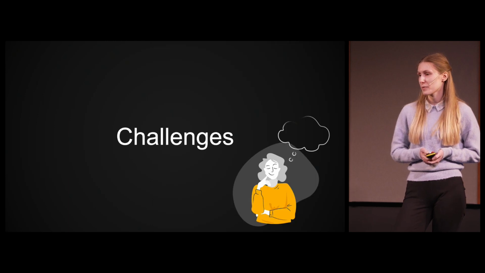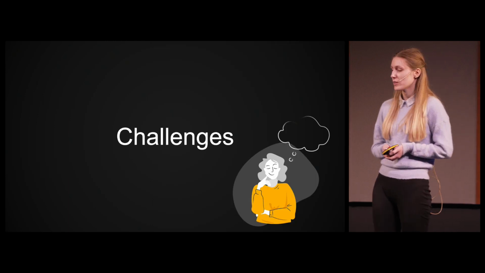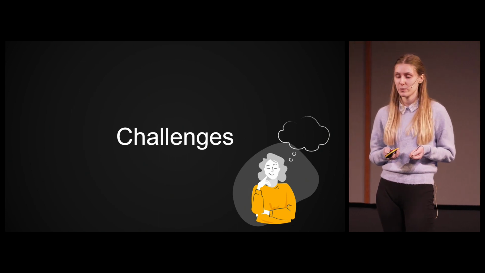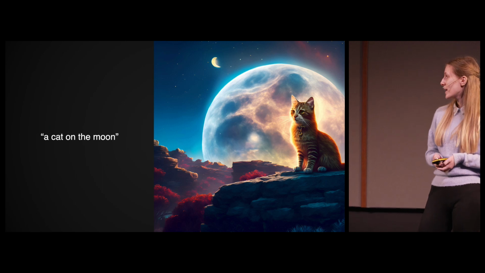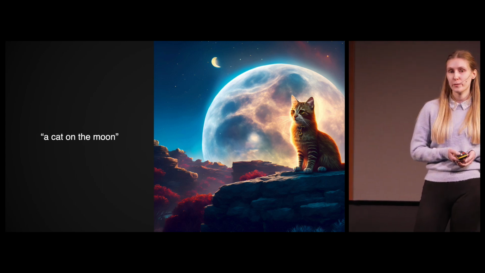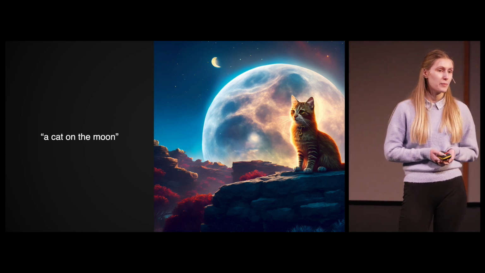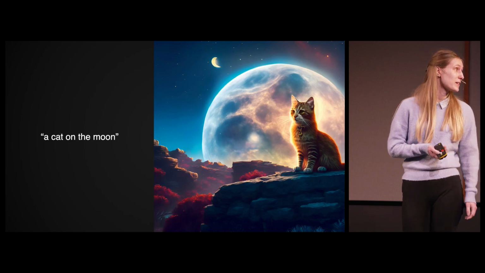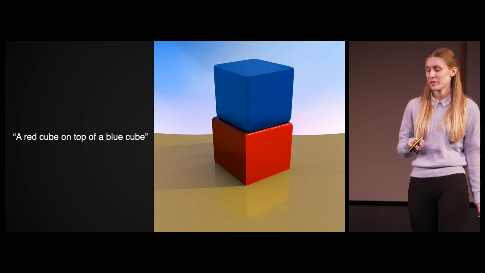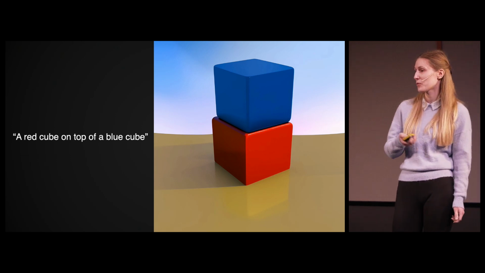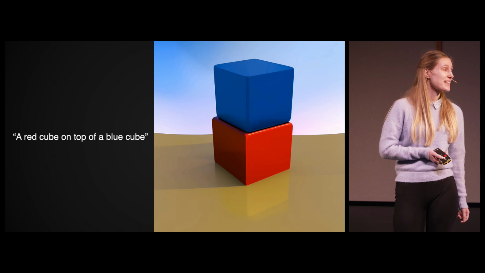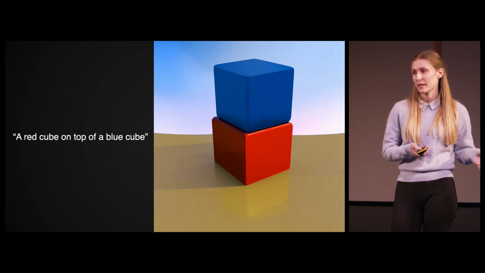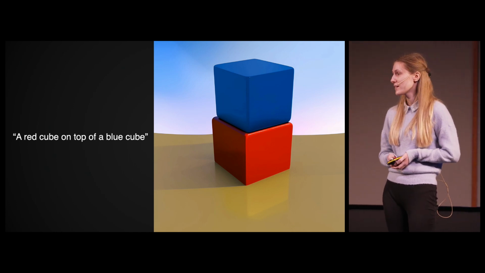But there are also some challenges. Sometimes it can be a struggle to get the positioning, especially in images, correctly. Like here, we're trying to get a cat on the moon, but some of the time it is in front of the moon. You can see the same thing with these boxes. Here I'm trying to get a red cube on top of the blue cube. But yeah, that's not working. Or at least not all of the time. Sometimes it gets it right, but it's more random.